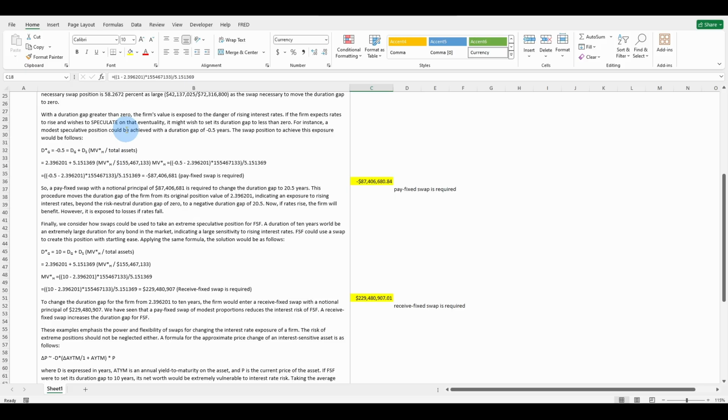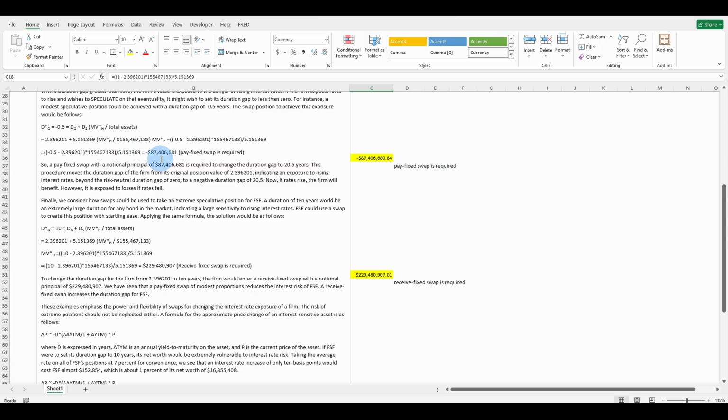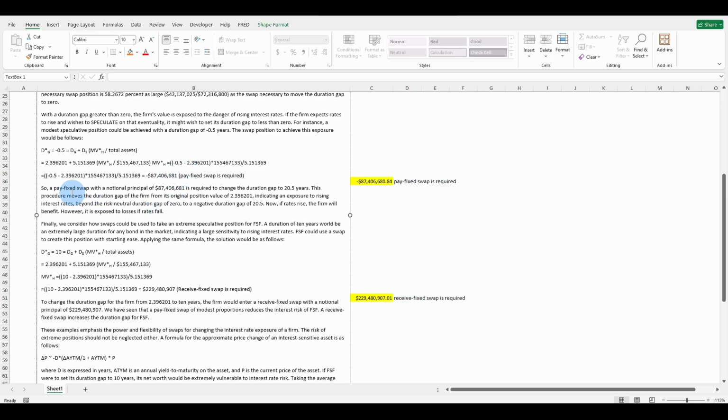The swap position to achieve this exposure would be found the same way: D*G = negative 0.5 = DG + DS × MV / total assets. So we have 2.39 + 5.15 × MV / 155 = negative 0.5, giving MV = (negative 0.5 − 2.39) × 155 / 5.15, which is negative 87.4 million. So a pay fixed swap with a notional principal of 87.4 million is required to change the duration gap to negative 0.5 years.